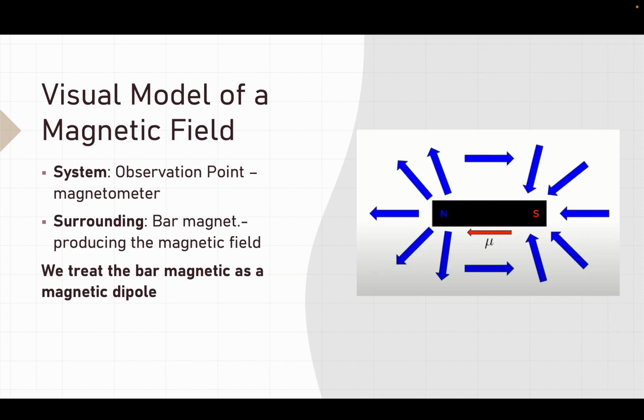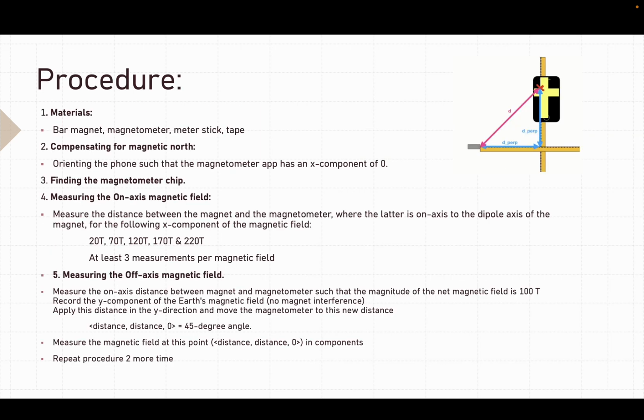So for our visual model for the magnetic field, first we have our system, which is the observation point, aka the magnetometer. We also have our surroundings, which is the bar magnet producing the magnetic field. And it's important to know that we treat the bar magnet as a magnetic dipole. As you can see in the picture, the magnetic dipole and the magnetic field both go from south to north pole.